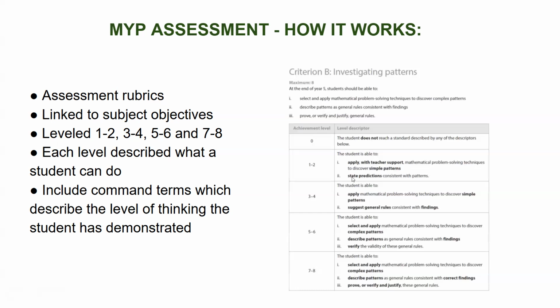Here in levels 1 and 2, it says state, whereas the same strand in levels 7 and 8 becomes describe. So if the student describes the pattern, then it will come here. But if the student just states a prediction, then directly the student will get this grade. So this is how you grade the rubric.